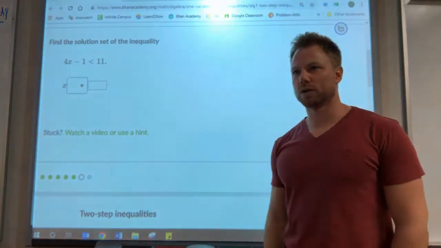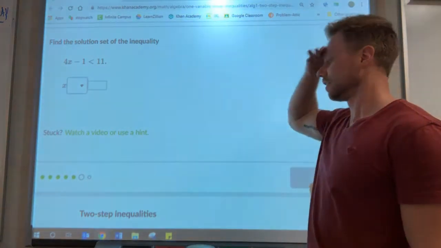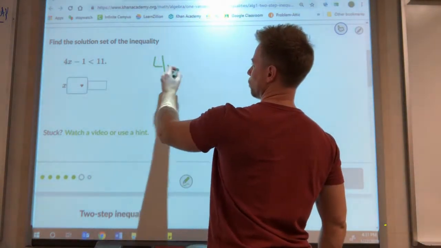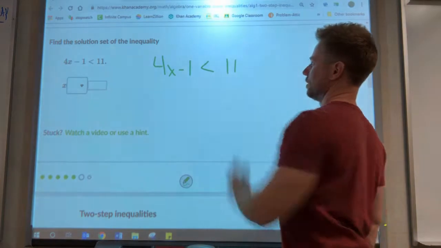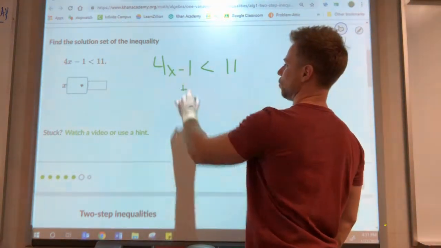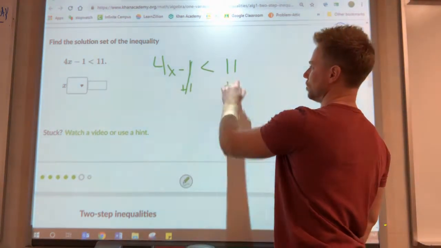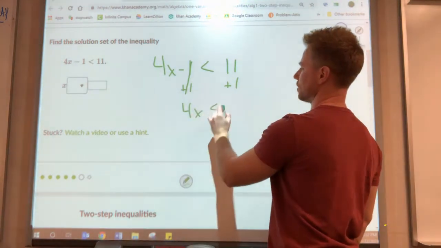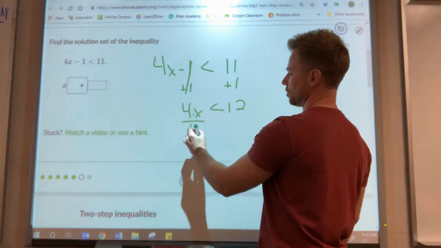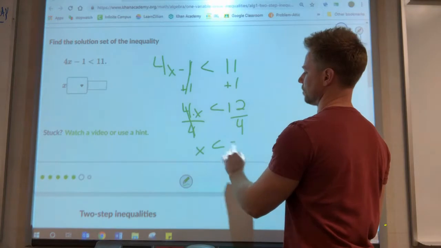Objective 2 of more on expressions, equations, and inequalities. Doing some practice here. So we have an inequality: 4x minus 1 is less than 11. We need to get x by itself. So the first thing we're going to do is add 1 because that's a negative 1. We do the opposite. What we do to one side, we do to the other side. 4x is less than 12. Then to get rid of the 4, this is multiplication, so we divide. What you do to one side, you do to the other side, and x is less than 3.